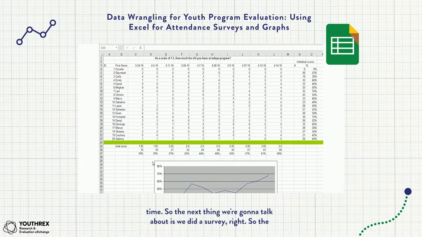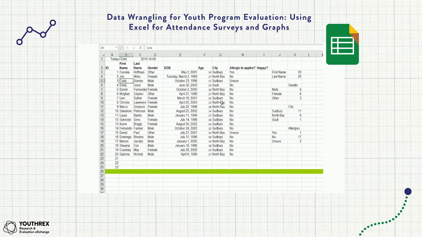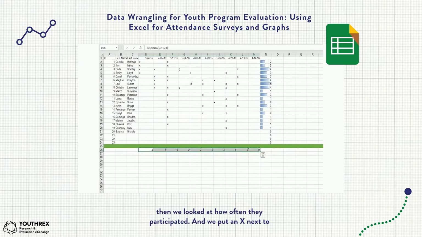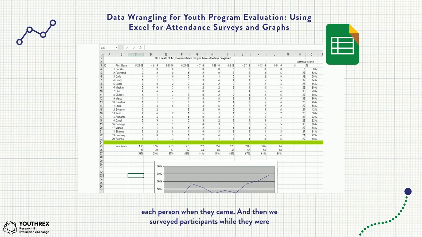So the next thing we're going to talk about is we did a survey, right? So the first thing we did is we had participants' information, they signed up. Then we looked at how often they participated, and we put an X next to each person when they came. And then we surveyed participants while they were attending the program. So for each of our program days, which is copied from the other sheet, we have a list of names like we copied before, just by the equals. We have numbers. So we said on a scale of 1 to 5, how much fun did you have at today's program? And people told us 0, 2, 4, etc.